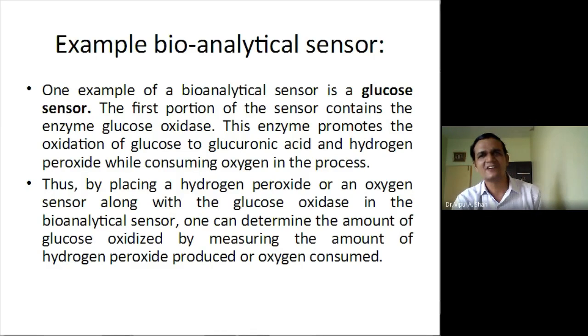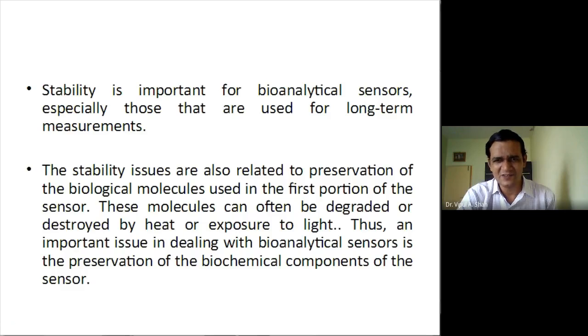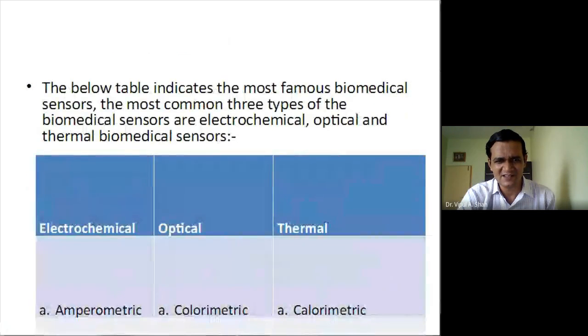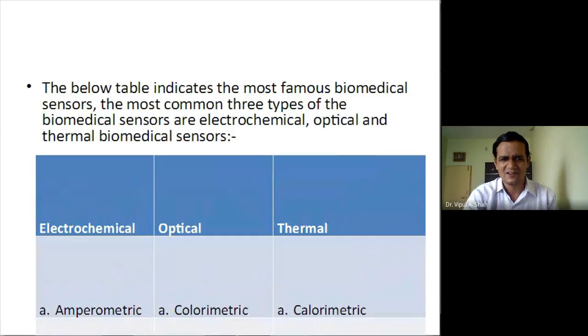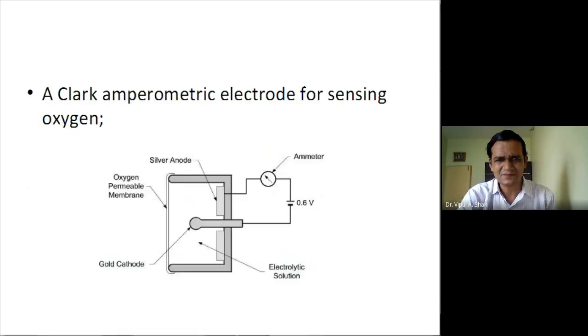You can use the bioanalytical system for glucose monitoring, blood glucose monitoring, etc. You can use them for measurement of hydrogen peroxide, oxygen measurement, nitrogen measurement, etc. Those are the bioanalytical sensors which we can utilize for this. We have certain chemical sensors, electrochemical sensors, optical and thermal, and we can utilize those for different purposes.